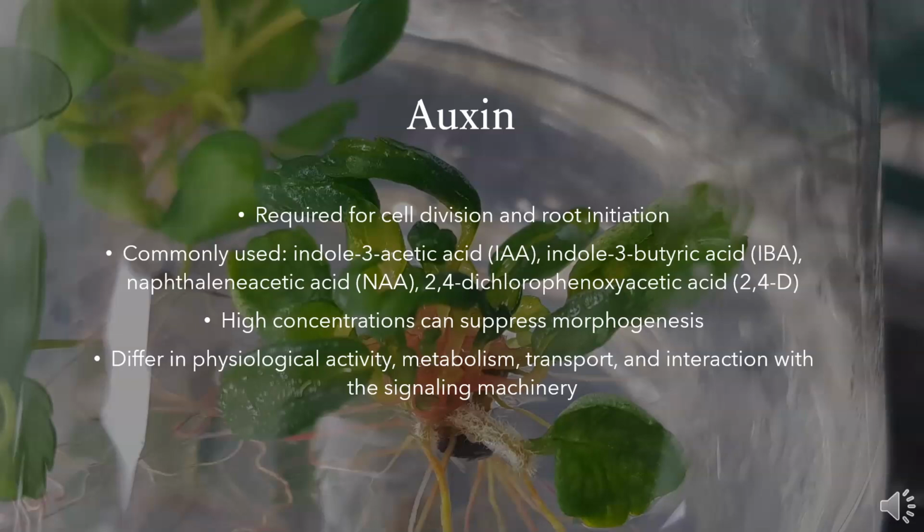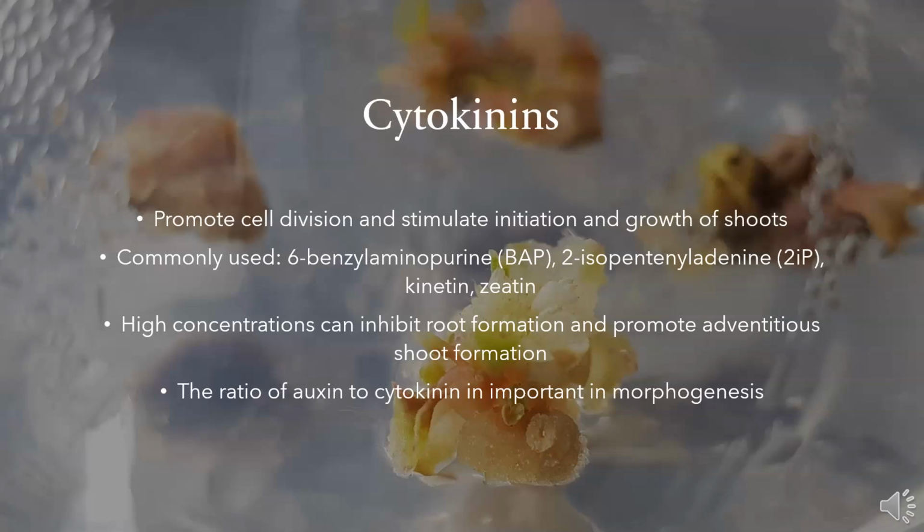Auxins differ in their physiological activity, as well as in the extent to which they are bound to cells, metabolized, or move through tissues. Cytokinins are derivatives of adenine that promote cell division and stimulate the initiation and growth of shoots in vitro. Frequently used cytokinins include BAP, 6-benzylaminopurine, 2-iP, 2-isopentenyladenine, kinetin, and zeatin. They modify apical dominance by promoting axillary shoot formation. High concentrations of cytokinins inhibit root formation and promote adventitious shoot formation.